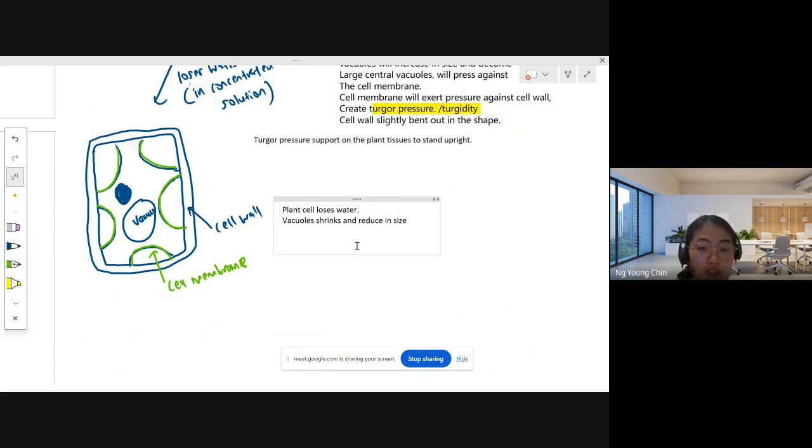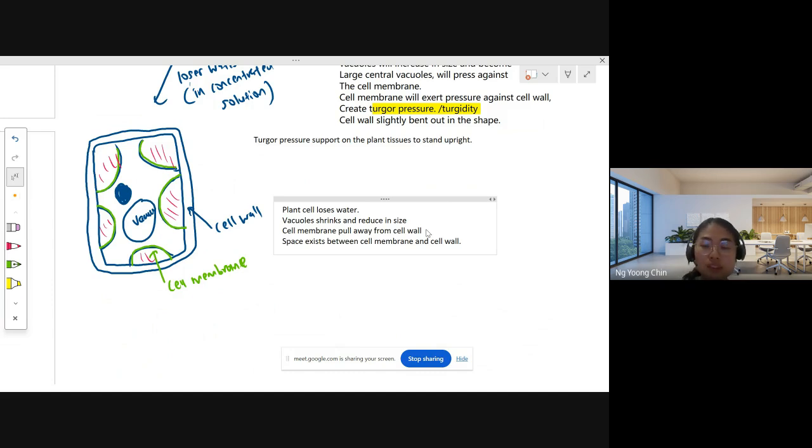And also the cell membrane pulls away from the cell wall. You can see, right? Cell membrane pulls away from cell wall. So there is a space that exists between the cell membrane and cell wall. This is the space here. Space exists between cell membrane and cell wall.